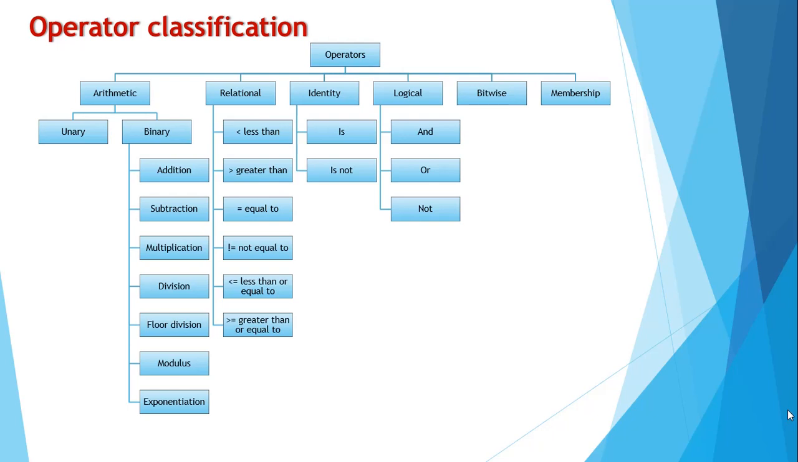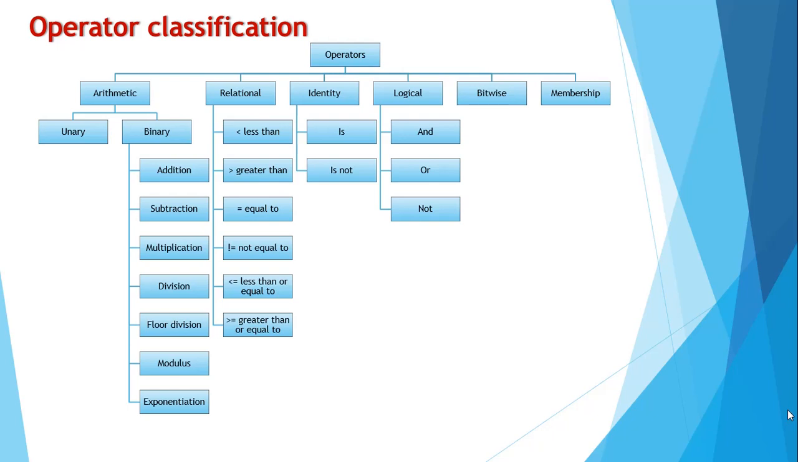Similarly, you have the relational operators. The relational operators are going to provide you the relations between data sets. For example, 2 is less than 3, 5 is less than 7, 9 is greater than 5. Anything which sets the relation between them. It can be less than, greater than, equal to, not equal to, less than or equal to, greater than or equal to. So all these relations are under the relational operators.